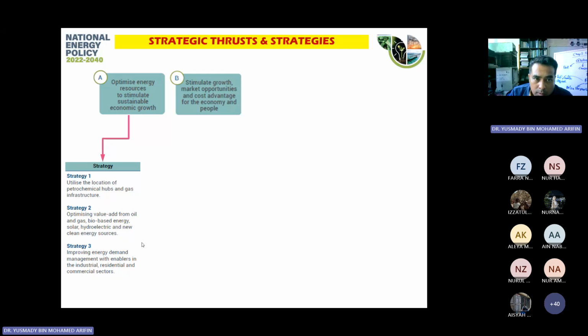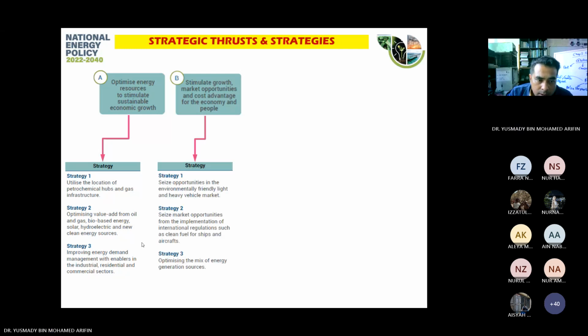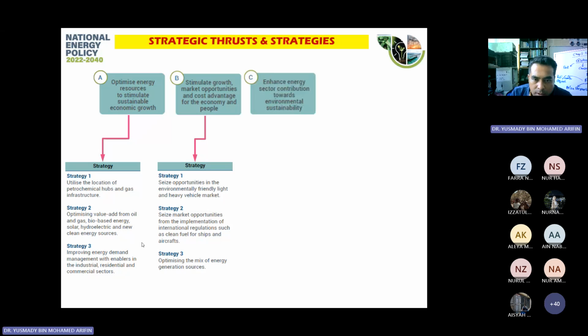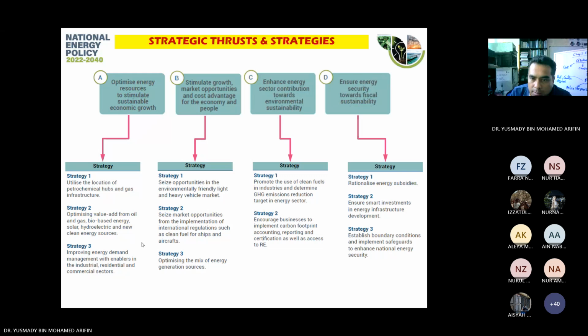Okay, thrust number 2, thrust B. Strategy 1, sees opportunities in the environmental friendly light and also heavy vehicle market. Strategy number 2, sees market opportunities from the implementation of international regulation such as clean fuel for ship and also aircraft. Strategy number 3, optimizing the mix of energy generation source. Ya, dibacalah semua ni. Penat saya nak baca ya. Ada banyak sini. Okay. So each individual thrust will have specific strategies, based on the national energy policies.